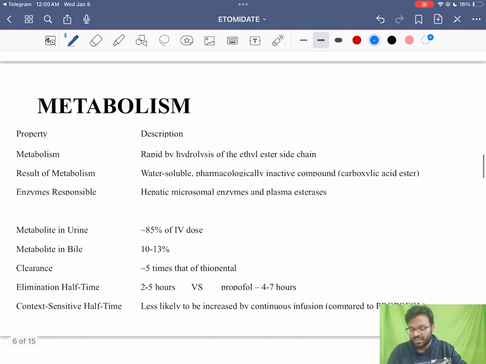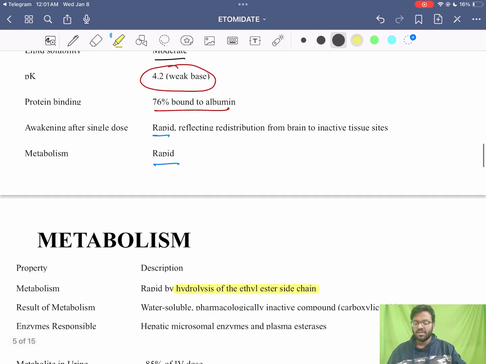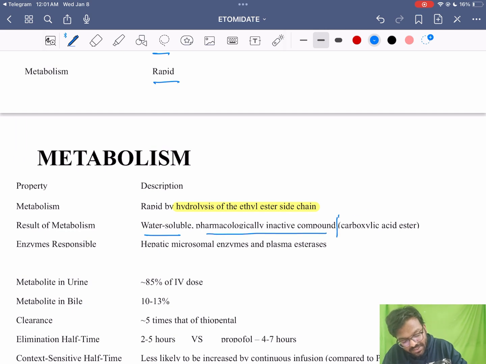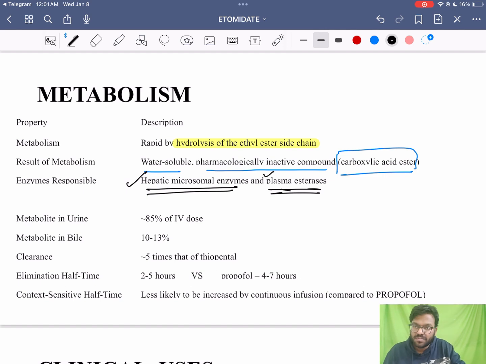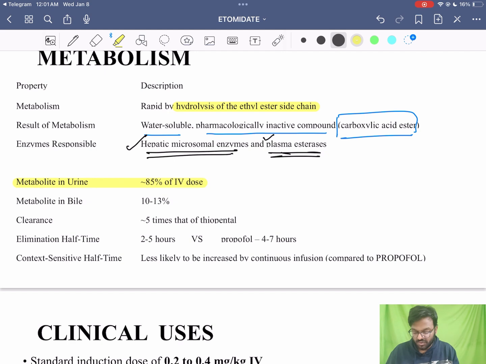Moving on, we'll talk about the metabolism in detail. The metabolism of ETOMIDATE is basically by hydrolysis of the ethyl ester side chain. What does it form into? It forms a water soluble, pharmacologically inactive compound, a carboxylic acid ester. Which enzymes are responsible for this? They are hepatic microsomal enzymes and plasma esterase. Both of these are responsible for the metabolism of ETOMIDATE. Approximately 85% of the IV dose is excreted as metabolites in the urine. The rest, 10 to 13%, is excreted in the bile.